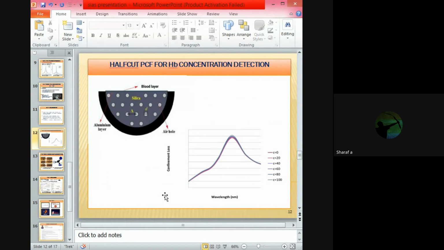And this is the last work that we have done, to calculate the hemoglobin concentration in blood by using a half-cut photonic crystal fiber. We designed this geometry, then we measured the loss experienced by the pulse while propagating through this kind of fiber when different blood samples with different concentrations are coated on the surface. By analyzing the loss experienced by the pulse, we can say what the concentration of hemoglobin is in that particular blood sample. So this is the last work that we have done.